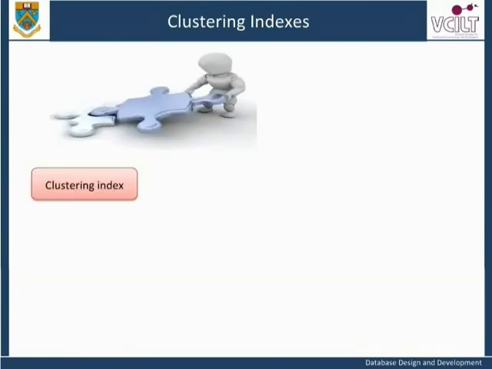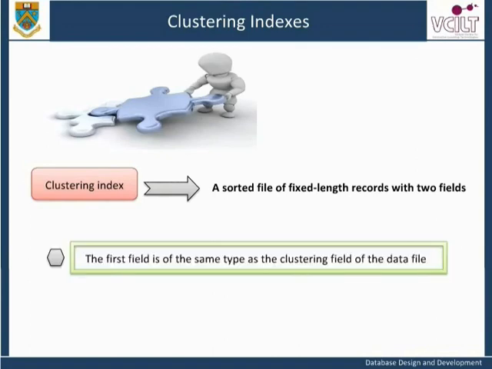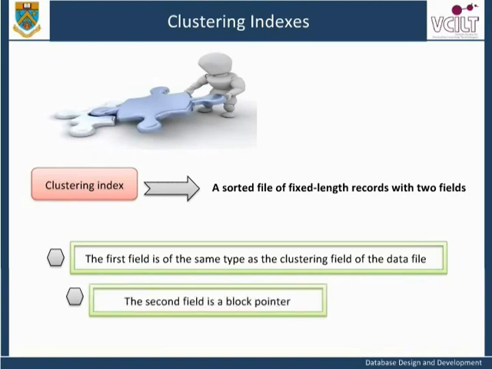A clustering index is also a sorted file of fixed-length records with two fields. The first field is of the same type as the clustering field of the data file, and the second field is a block pointer. There is one entry in the clustering index for each distinct value of the clustering field, containing the value and a pointer to the first block in the data file that holds at least one record with that value for its clustering field.